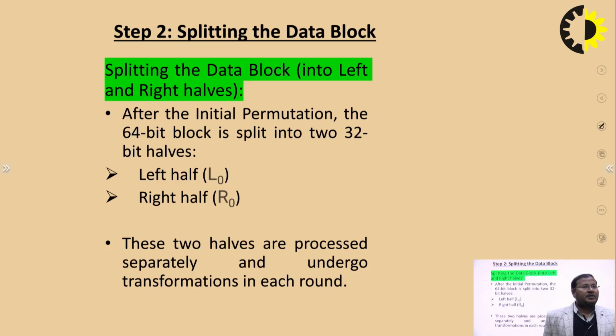Step 2, splitting the data block into left and right halves. After the initial permutation, the 64-bit block is split into two 32-bit halves. There is the left half L0 and the right half R0. These two halves are processed separately and undergo transformation in each round.